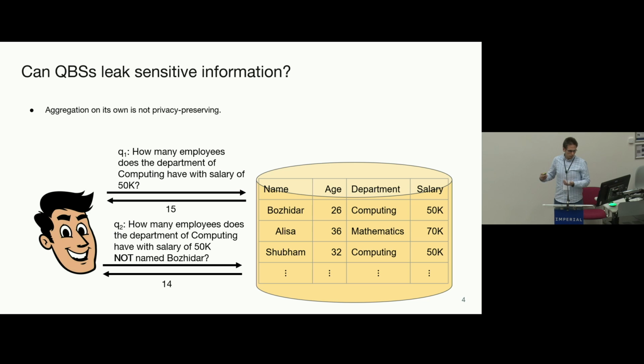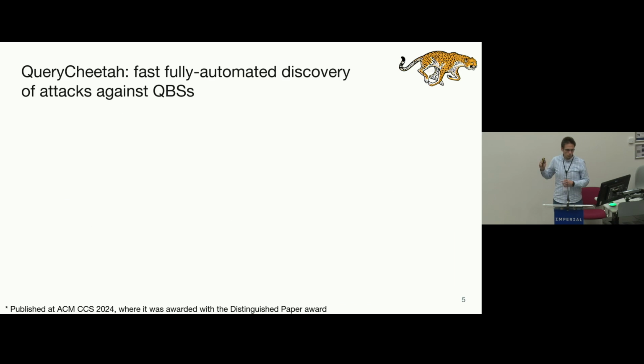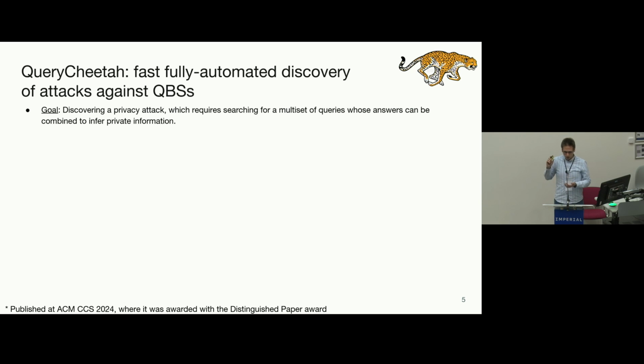Because of this, defenses have been implemented to protect the privacy of the people in the dataset. But before deploying the defenses, they need to be evaluated using privacy attacks. So we proposed a method, a tool, to fast and automatically discover those privacy attacks against query-based systems. The goal of the method is finding a multi-set of queries whose answers can be combined together to infer sensitive information about the protected dataset.